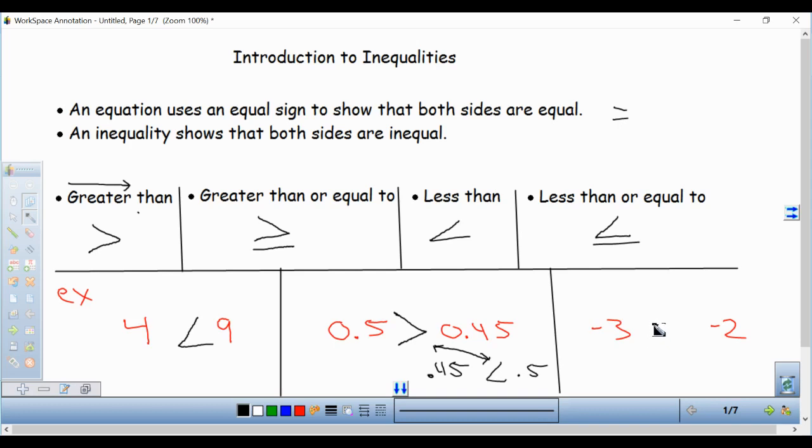-3 and -2, which one is greater? Remember, these are negatives, so the number that's closer to 0 is bigger. So we're going to have our mouth eat the -2. -3 is less than -2. Or if we want to write it backwards or flip it, -2 is greater than -3. It means the same thing. My numbers are just flipped.